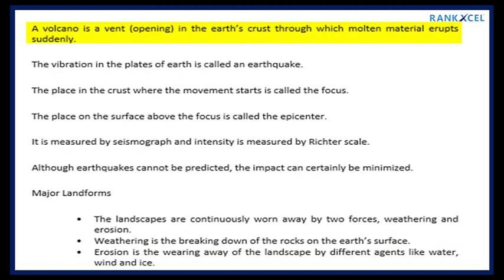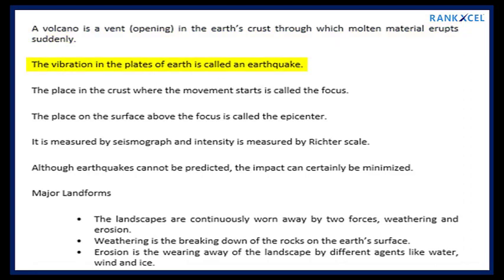A volcano is a vent, an opening, in the Earth's crust through which molten material erupts suddenly. The vibration in the plates of Earth is called an earthquake. The place in the crust where the movement starts is called the focus. The place on the surface above the focus is called the epicenter. It is measured by a seismograph and intensity is measured by the Richter scale. Although earthquakes cannot be predicted, the impact can certainly be minimized.